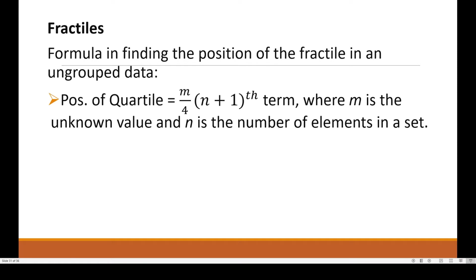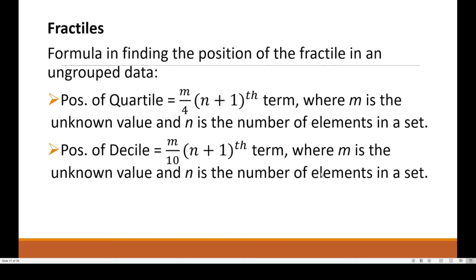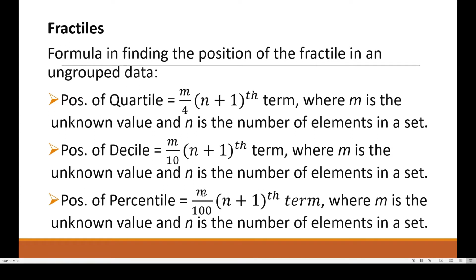So the formula for finding the position of the fractile in ungrouped data is, the position of the quartile is m over 4 times n plus 1, to find the term, where m is the unknown value and n is the number of elements in the set. So for the position of the decile, instead of m over 4 it is m over 10. Same with the percentile, so m over 100.